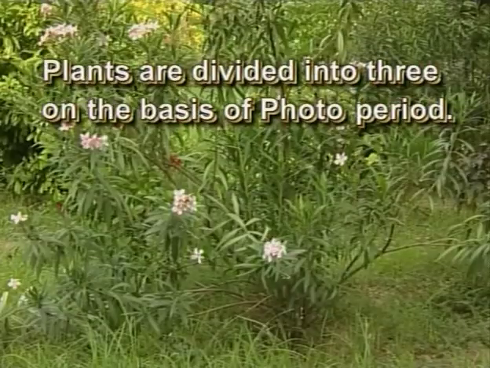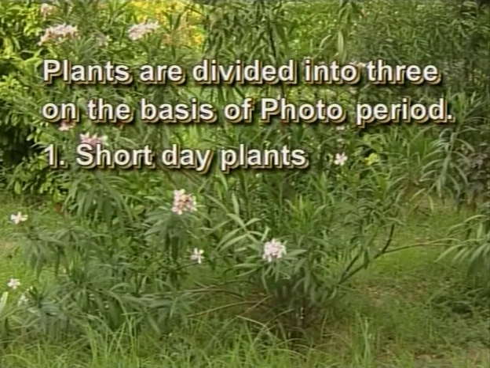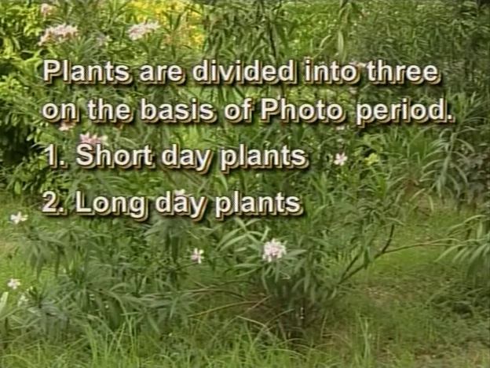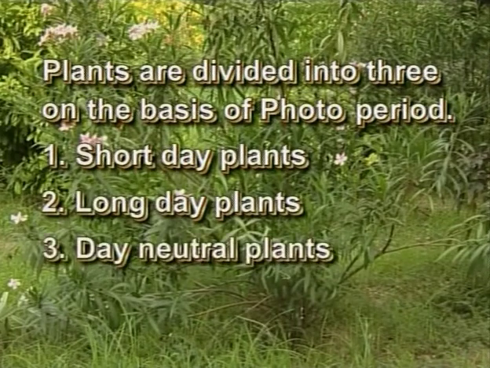We know that sunlight is essential for the survival of plants. Some need less of it, while some need more. On this basis, that is, on the basis of photoperiodism, scientists have classified plants into three categories. Plants are divided into three on the basis of photoperiod: short day plants, long day plants, and day neutral plants.